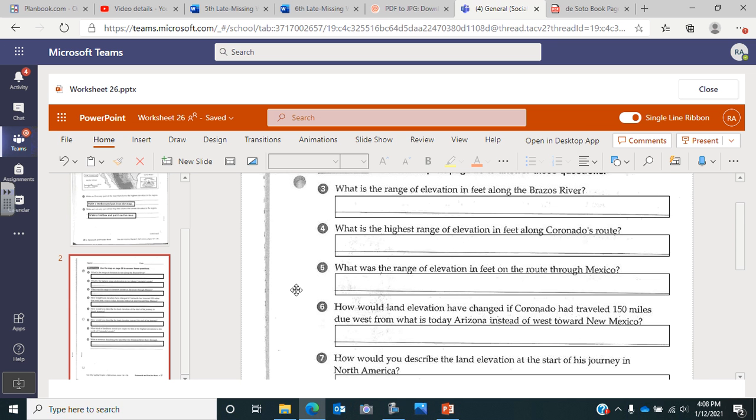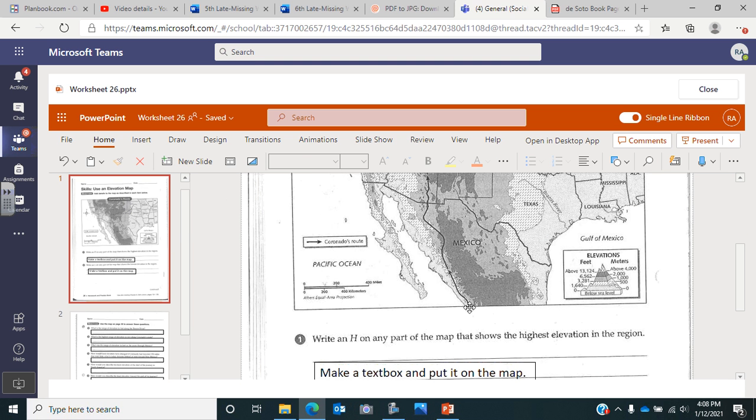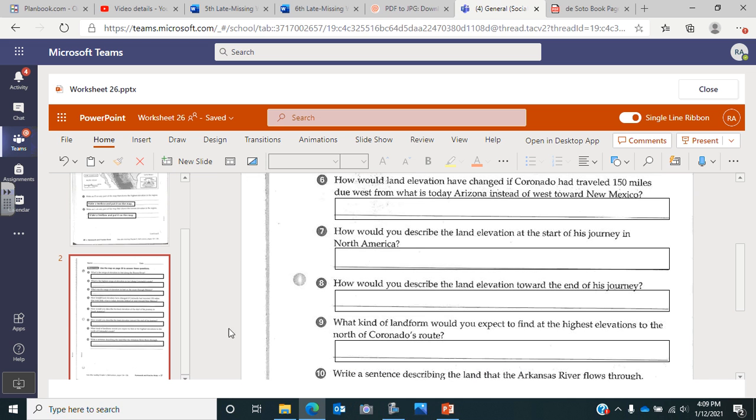Number 5 asks, what was the range of elevation in feet on the route through Mexico? So you're looking here, and you're going to be talking about only in Mexico, so stopping right here at the border. So you're going to look to tell me the different elevations he went through. Number 6 asks, how would land elevation have changed if Coronado had traveled 150 miles due west from what is today Arizona instead of west toward New Mexico.